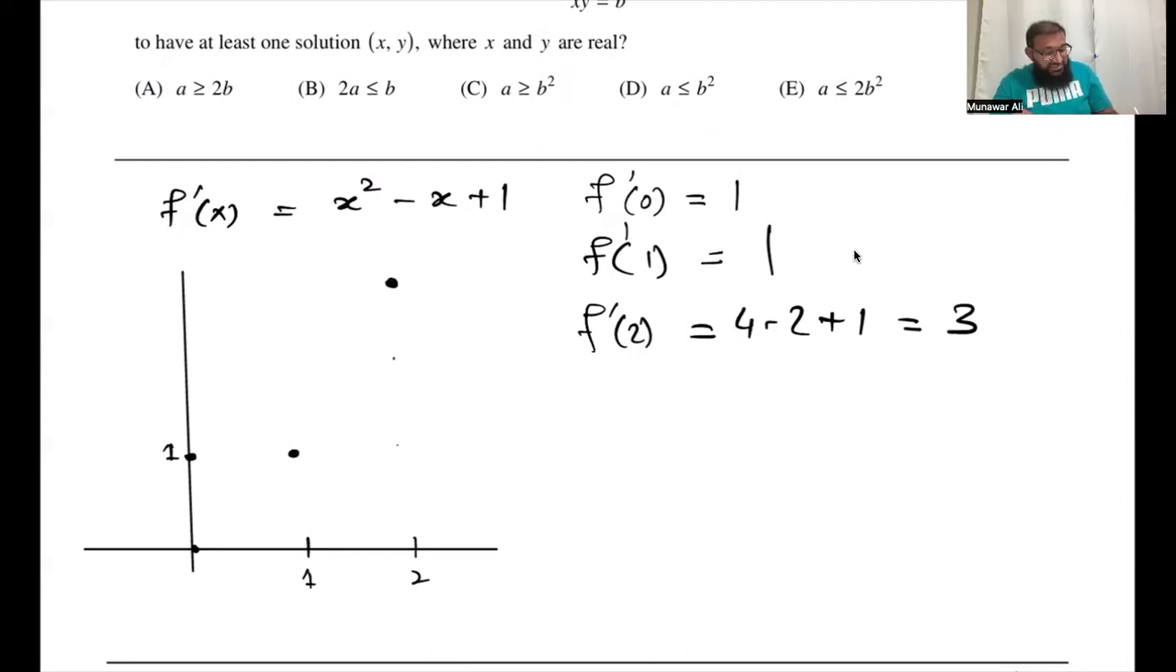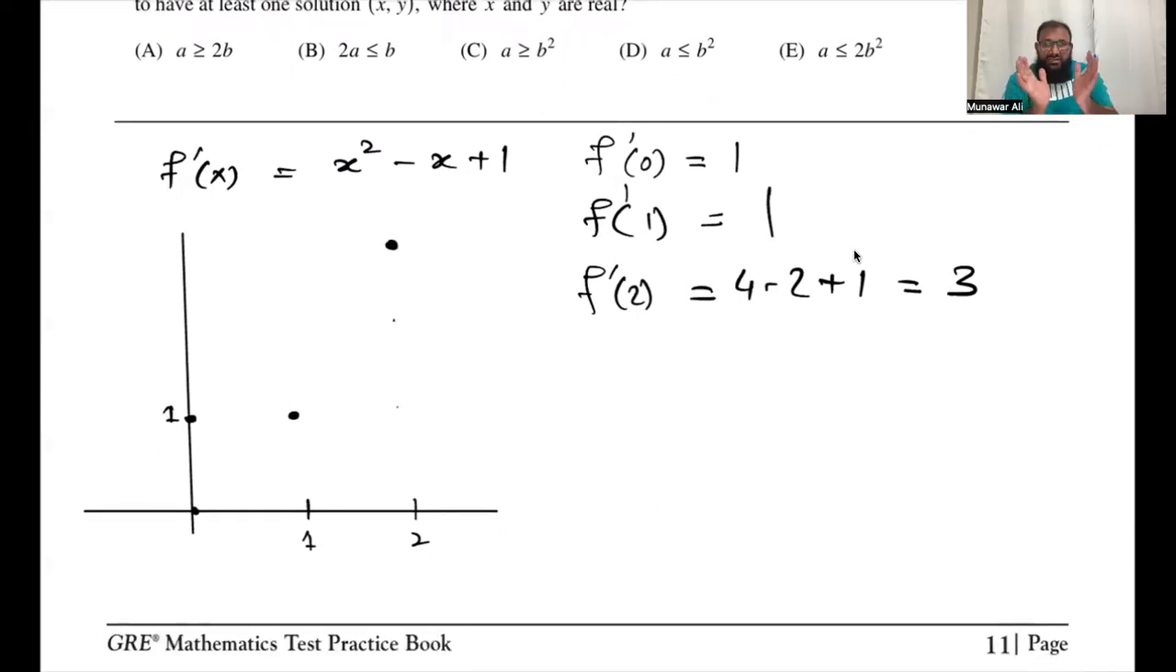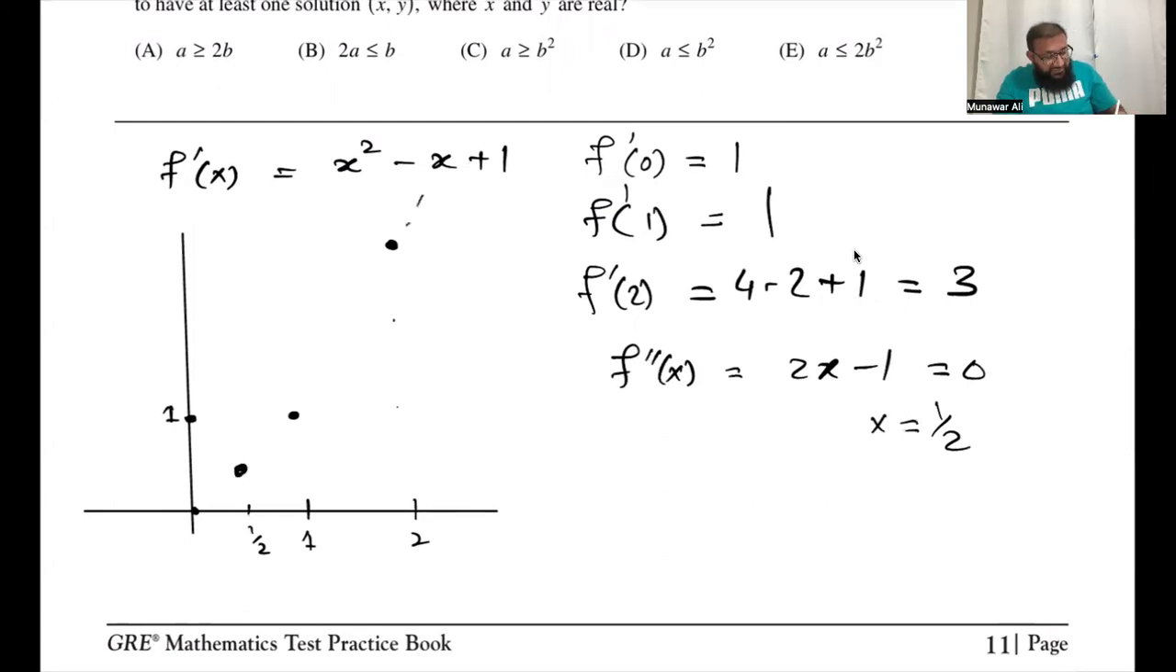So the function somehow looks like a cup parabola. I can also find the minimum point. I need to do this: the derivative becomes 2x minus 1. Setting it equal to 0, I get x equal to 1/2. So at x equal to 1/2, there would be exactly the minimum of the function, whatever it is. So the graph of the function will somehow look like this.